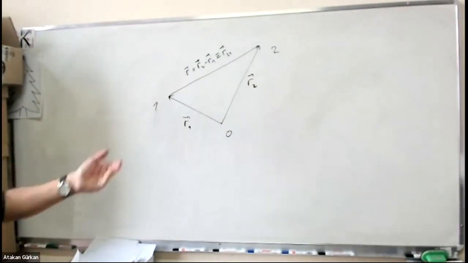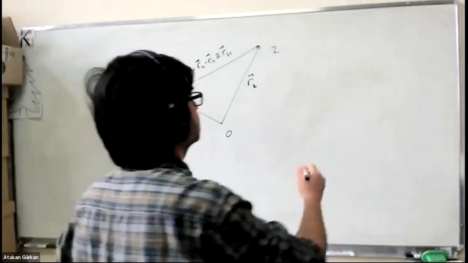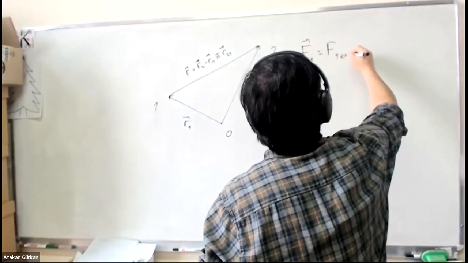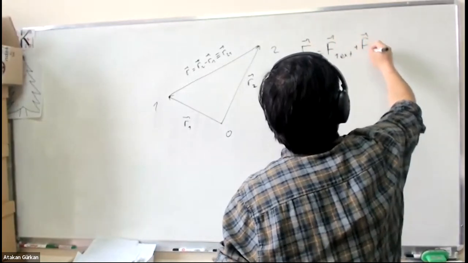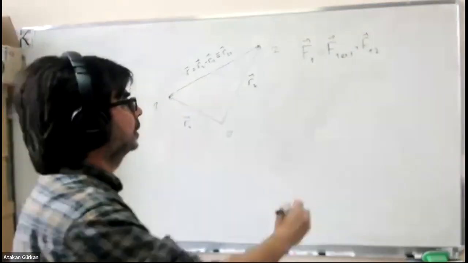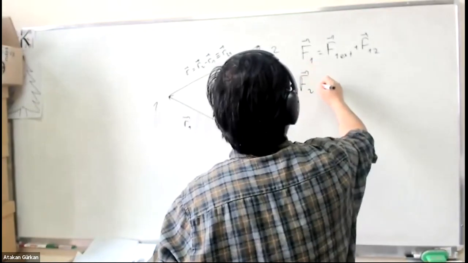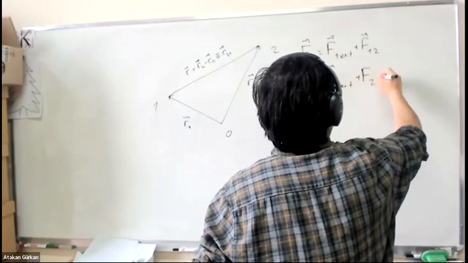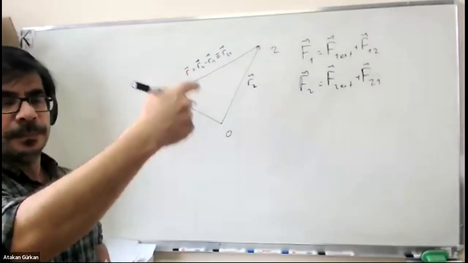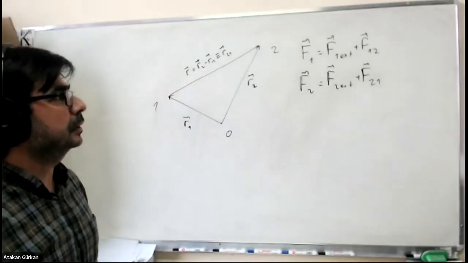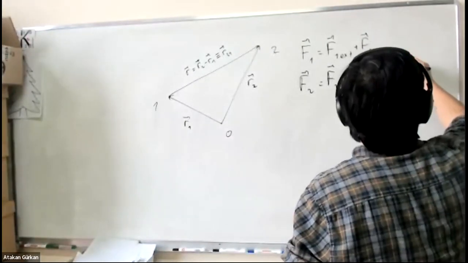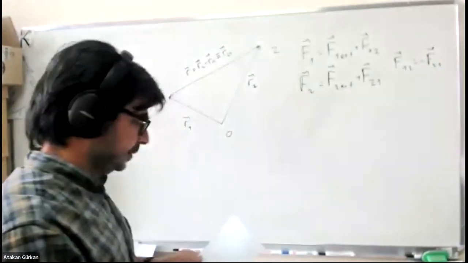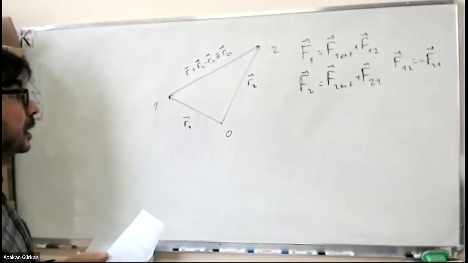And there's going to be some forces on these. So let's say the force on the first mass is going to be some external force plus the force on the first mass due to the second one, and the force on the second mass is some external force plus the force on the second one due to the first one. And of course, this F12 and F21 are equal and opposite to each other. Okay. So F12 is minus F21. Their magnitudes are the same, their directions are the opposite.